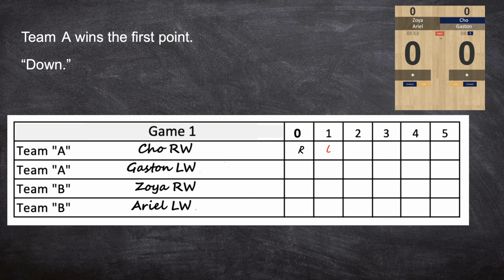Once a side begins serving, they must alternate service sides continuously. What score? Enter L in Cho's point column 1. For clarity, new entries are in red and the previous ones turned black.